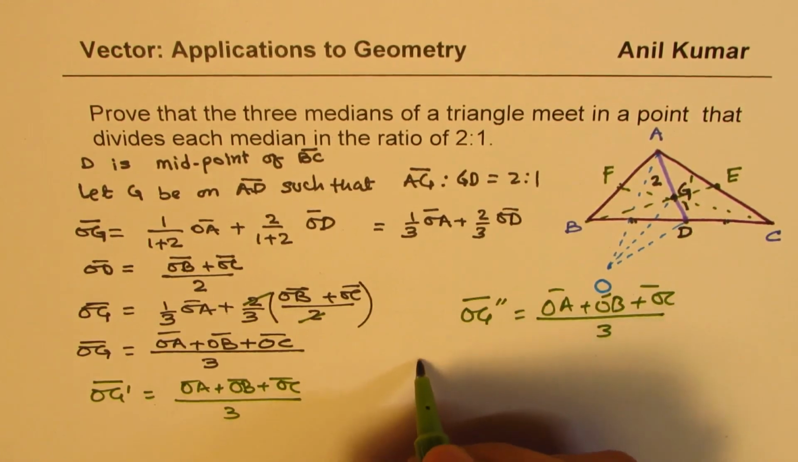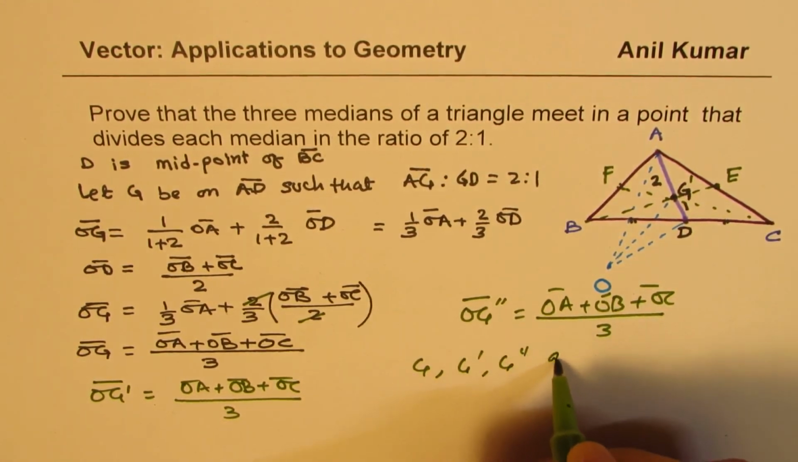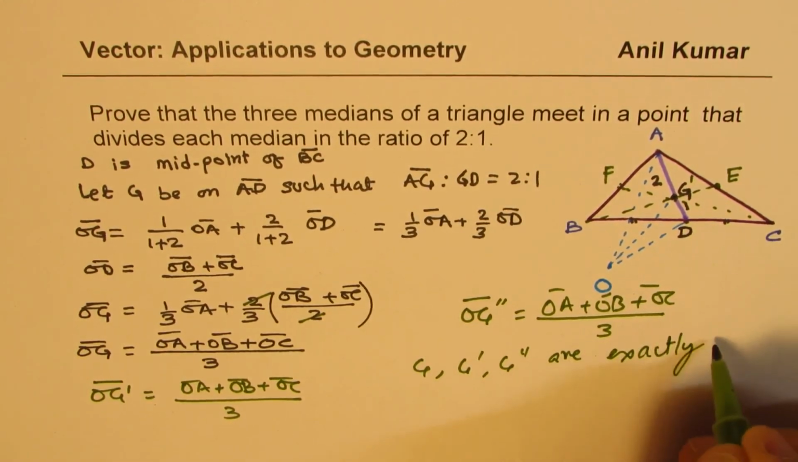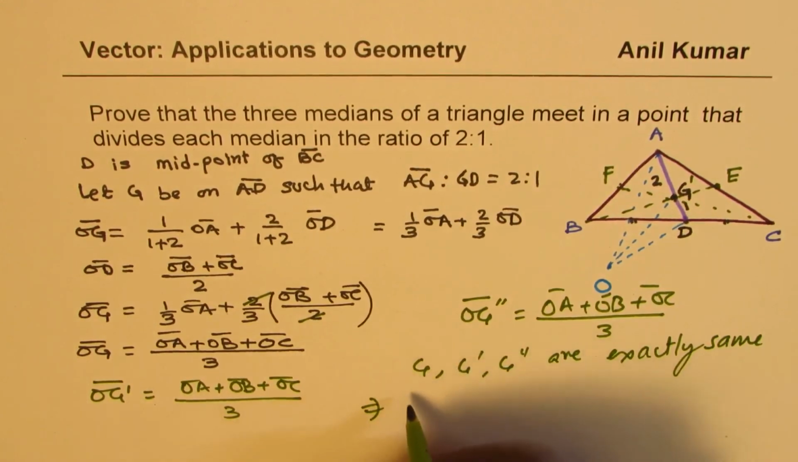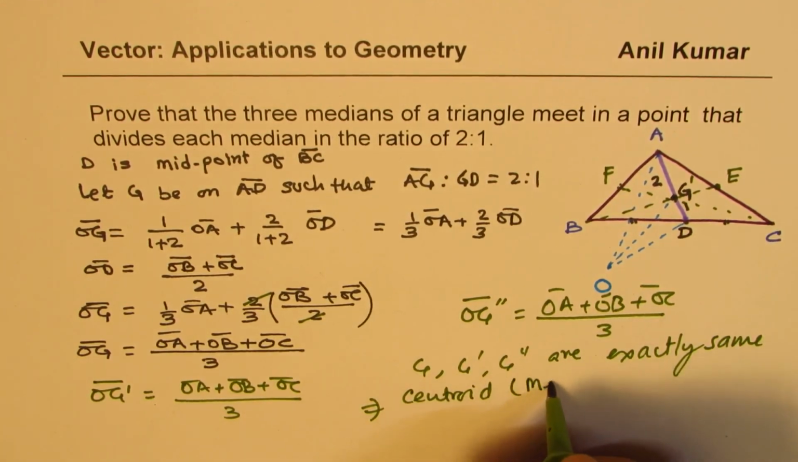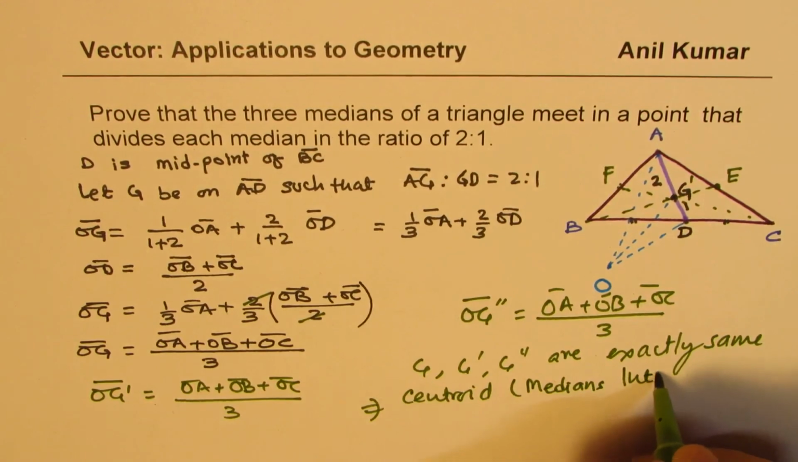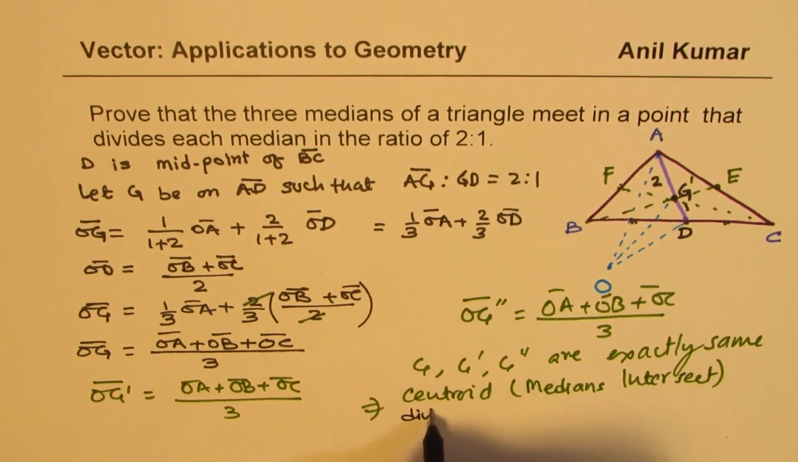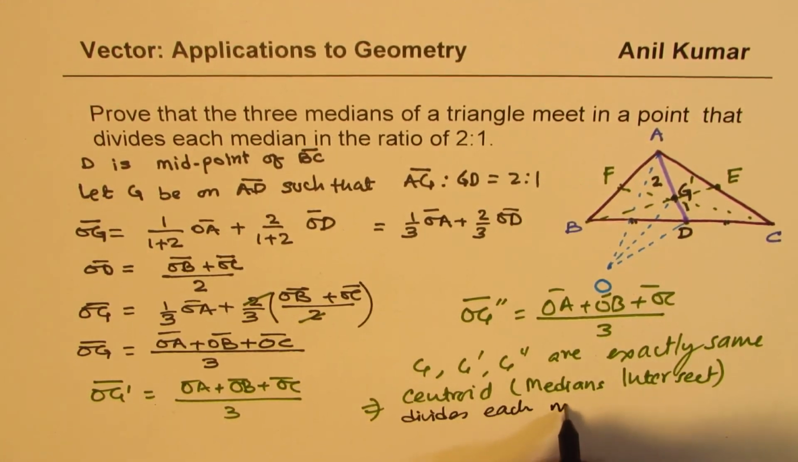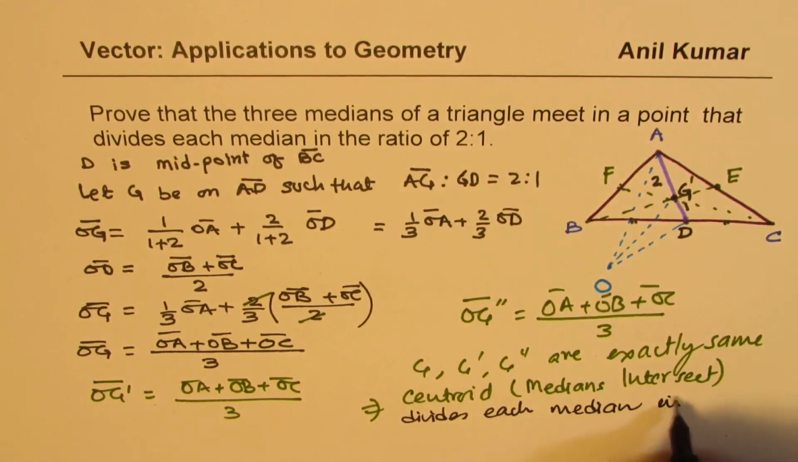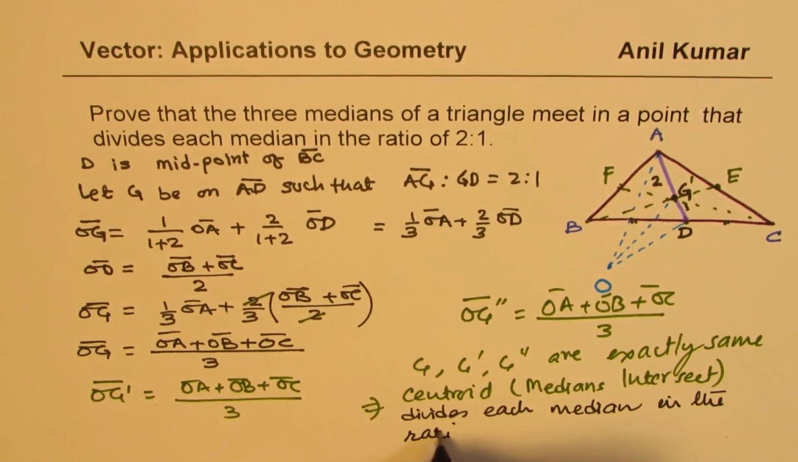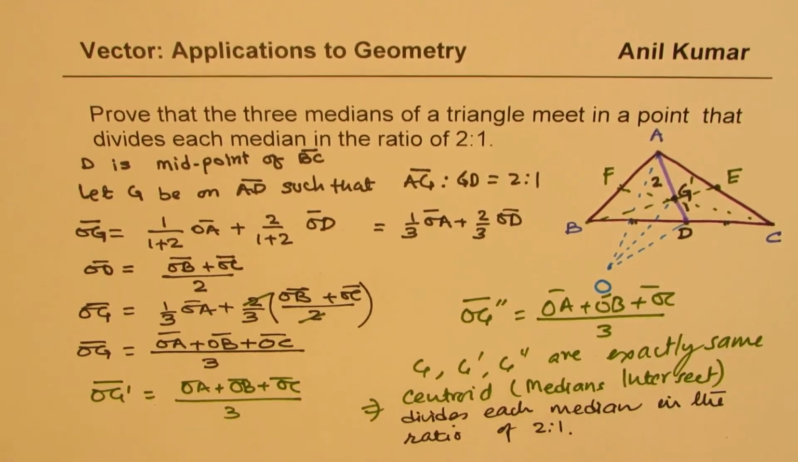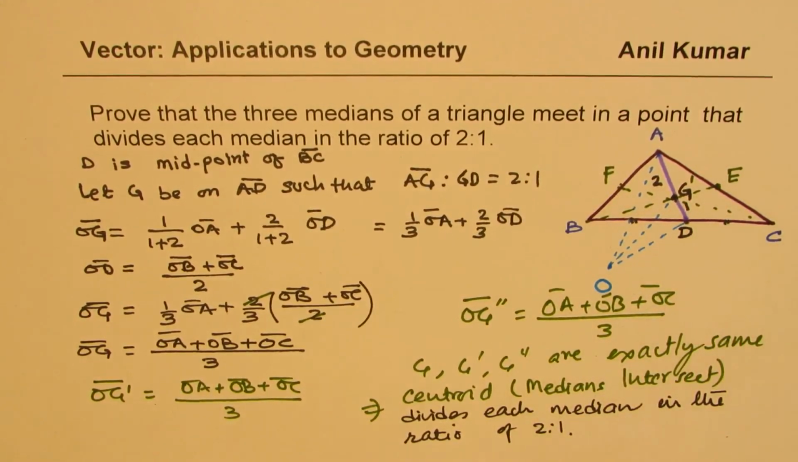So all the 3 points are the same. That means G, G dash and G double dash are exactly the same, right? So therefore, we can see that the centroid is a point where the medians intersect. Centroid divides each median in the ratio of 2:1, correct? So individually we could show for each median following the same method, right? So that is how we could prove it.